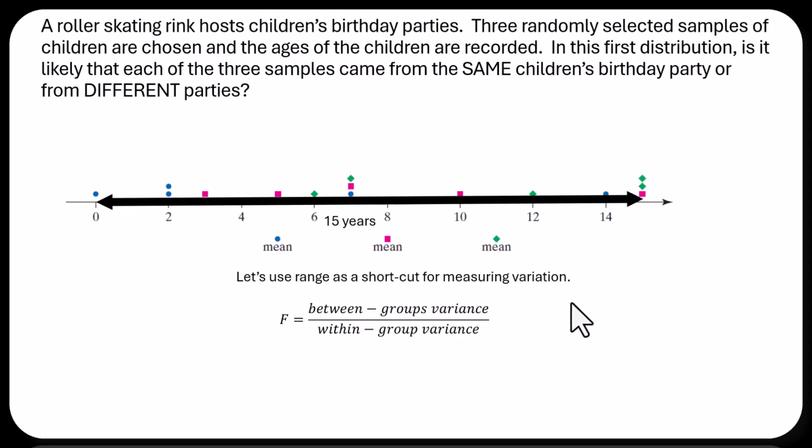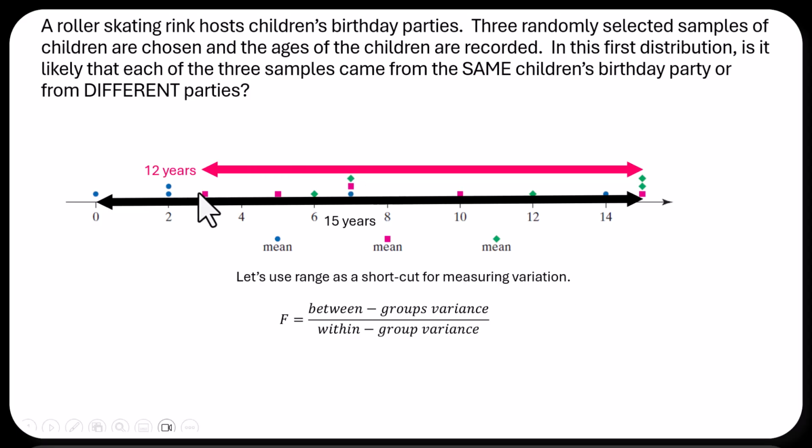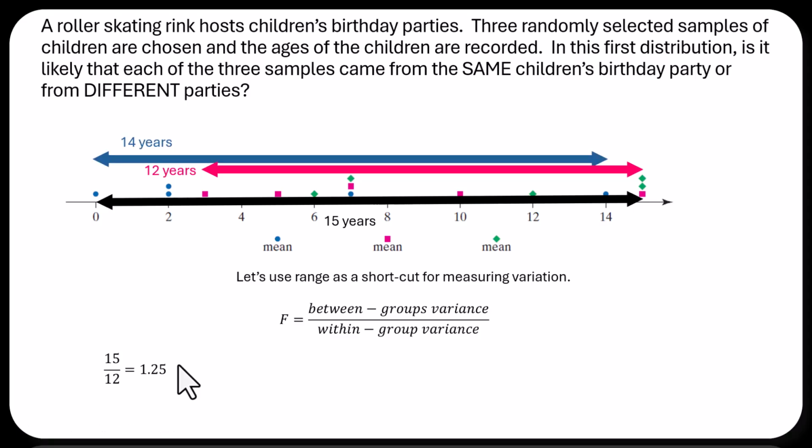Okay, so we start with our pink group. Here's our pink group. Our pink group goes all the way from 3 years old to 15, so we have a range of 12 years. So our ratio, 15 to 12, is about 1.25. Okay, then we do the blue group, and the ratio is 15 to 14, or about 1.1. Okay, then we have our green group, so that is 15 to 9, or 1.6.